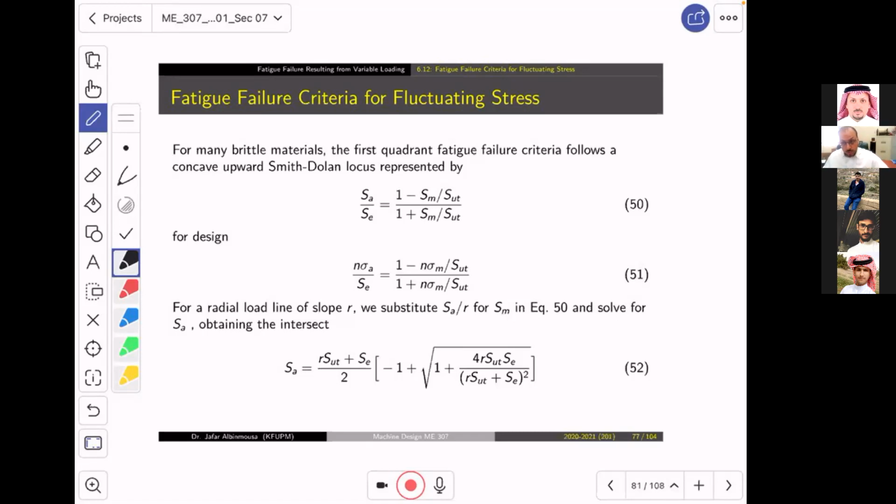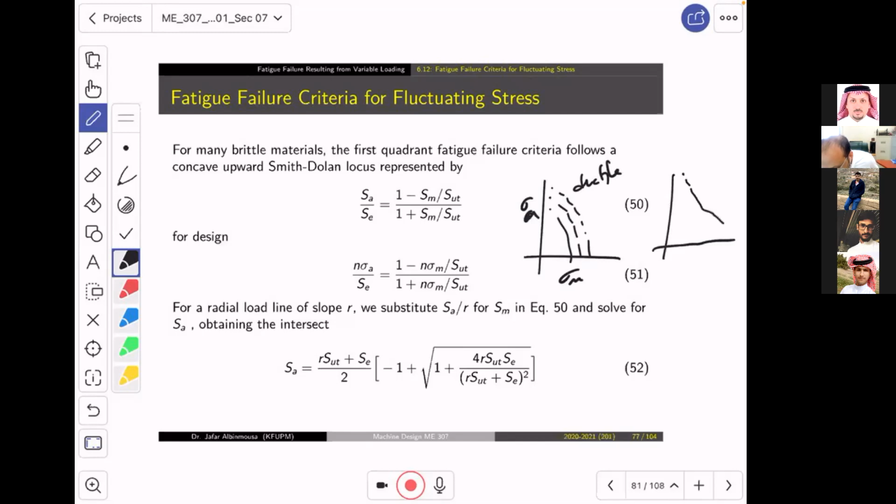What is interesting is that brittle materials are not like ductile materials. In ductile material, we were seeing that the relation between the amplitude and the mean is curving down. Based on your textbook, the brittle material has this concave up behavior. Do you understand? So it is totally different.